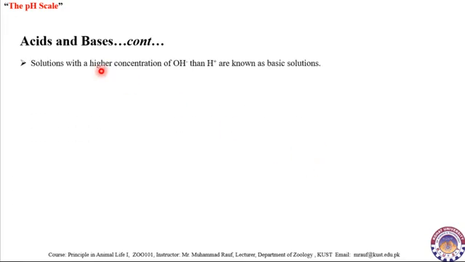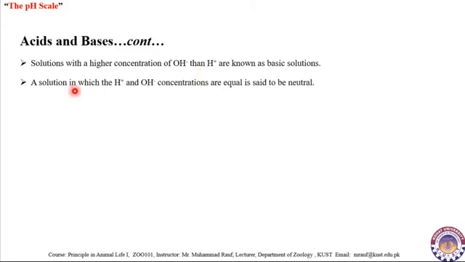Now, solutions with a higher concentration of hydroxyl than hydrogen ions are known as basic solutions, because the hydrogen and hydroxyl ion concentrations of pure water are equal. Therefore, the pH of pure water is 7. So, when the concentration of hydroxyl ions is greater, then the solution is basic. When the concentration of hydrogen ions is greater, then the solution is acidic. When the concentration of both of them is equal, the solution is neutral.